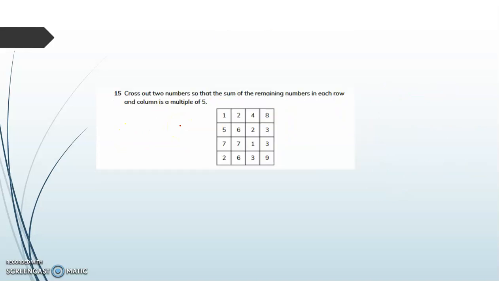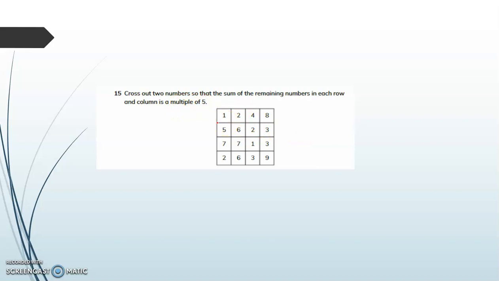Now moving forward, cross out two numbers so that the sum of the remaining numbers in each row and column is a multiple of 5. Cross out two numbers. So that the sum of the remaining numbers in each row and column is a multiple of 5.